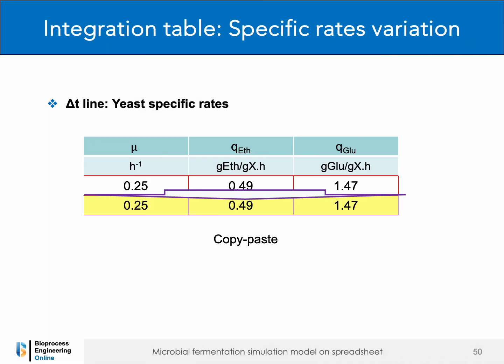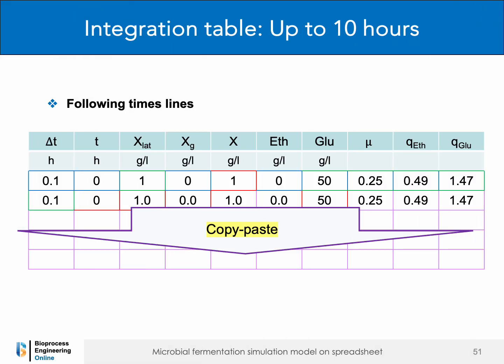To complete the second line, copy-paste the first line formulas of the yeast-specific rates in order to calculate the specific rates of growth, ethanol production, and glucose consumption at the first incremental time delta T. In the previous kinetic law formulas, the kinetic parameters must be set as constants. The final step of the numerical integration is to copy-paste the whole second line down to the final time of 10 hours. This yields the time variations of the concentrations during the whole batch fermentation.